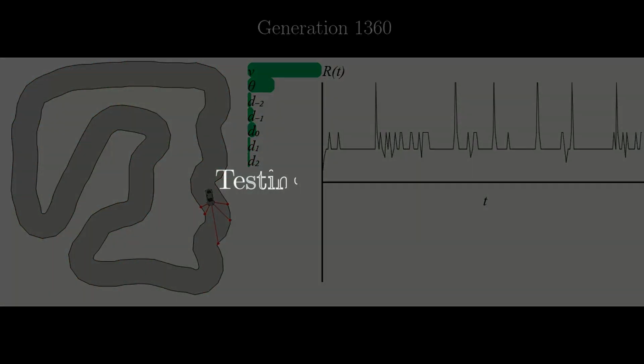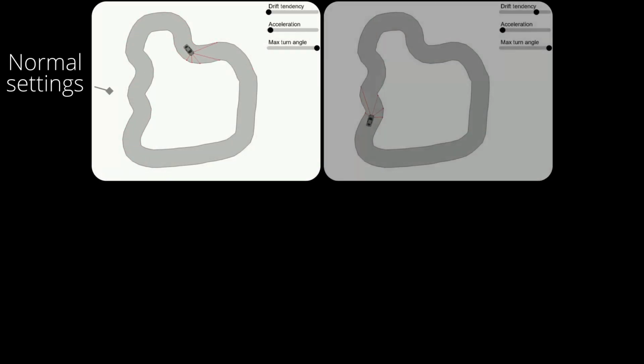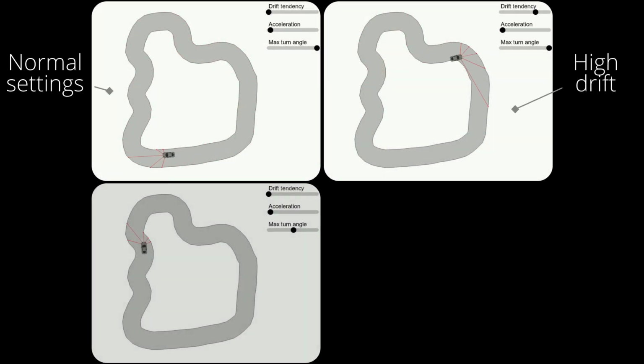Now let's look at a few examples of what the agent can do after training. I added a couple of things, such as drift tendency, so the car can actually start to drift if this is high enough. I also added the possibility to change the acceleration of the car or the maximum turning angle. And the agent is actually surprisingly robust to all of these changes, despite having them fixated during training.